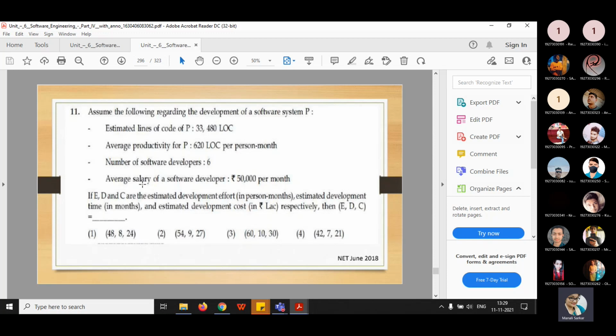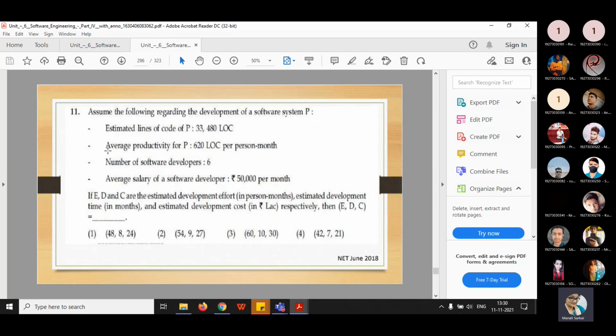So see, the question is like: assume the following regarding the development of a software system. The estimated lines of code for software system P is given as 33,480 LOC. Remember what LOC is? Lines of code. It is already given in LOC. If it were given in KLOC, then we would need to convert it to LOC, but it is already given, so there is no problem with this question.